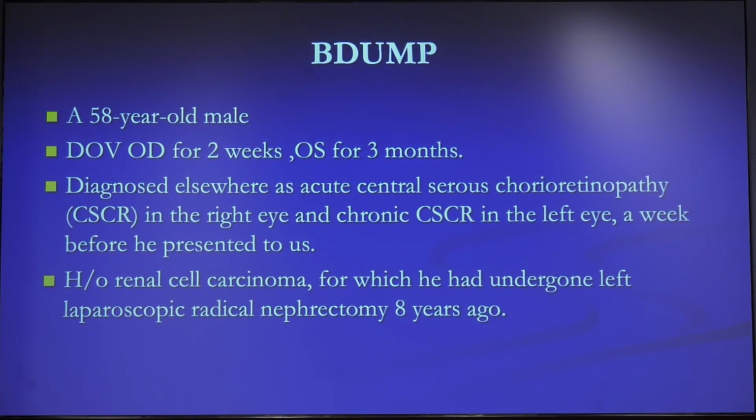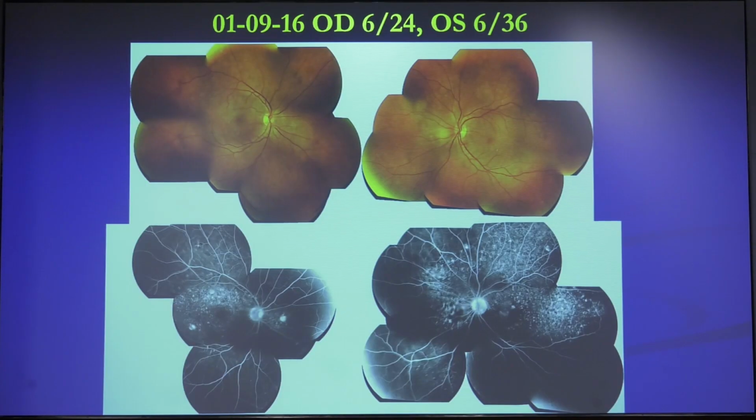This is BDUMP, bilateral diffuse uveal melanocytic proliferation, in a 58-year-old male. Diminution of vision in the right eye for 2 weeks, left eye 3 months, diagnosed elsewhere as CSR. He had a history of renal carcinoma for which he underwent radical nephrectomy. You can see here a starry sky appearance in the right and left eye, with a speckled hyperfluorescence.